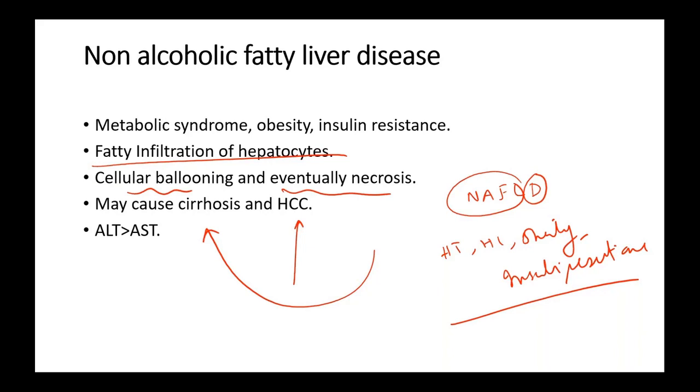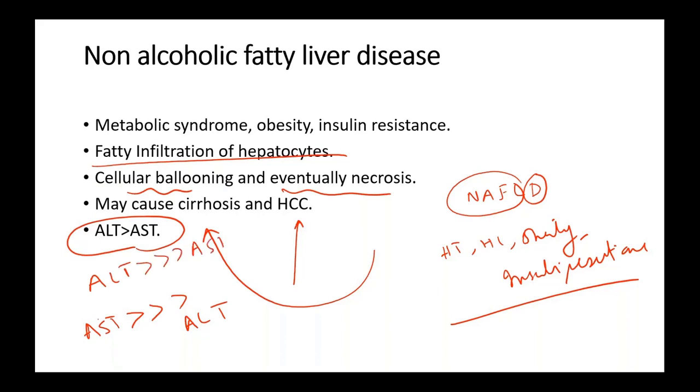So normally in alcoholic liver disease, AST is greater than ALT. But in NAFLD, non-alcoholic fatty liver disease, it is the opposite. ALT is greater than AST. So it is often an incidental diagnosis. A lot of times we do ultrasound, and patient will not have any history of liver cirrhosis or alcohol, but they will have fatty infiltration of the liver.